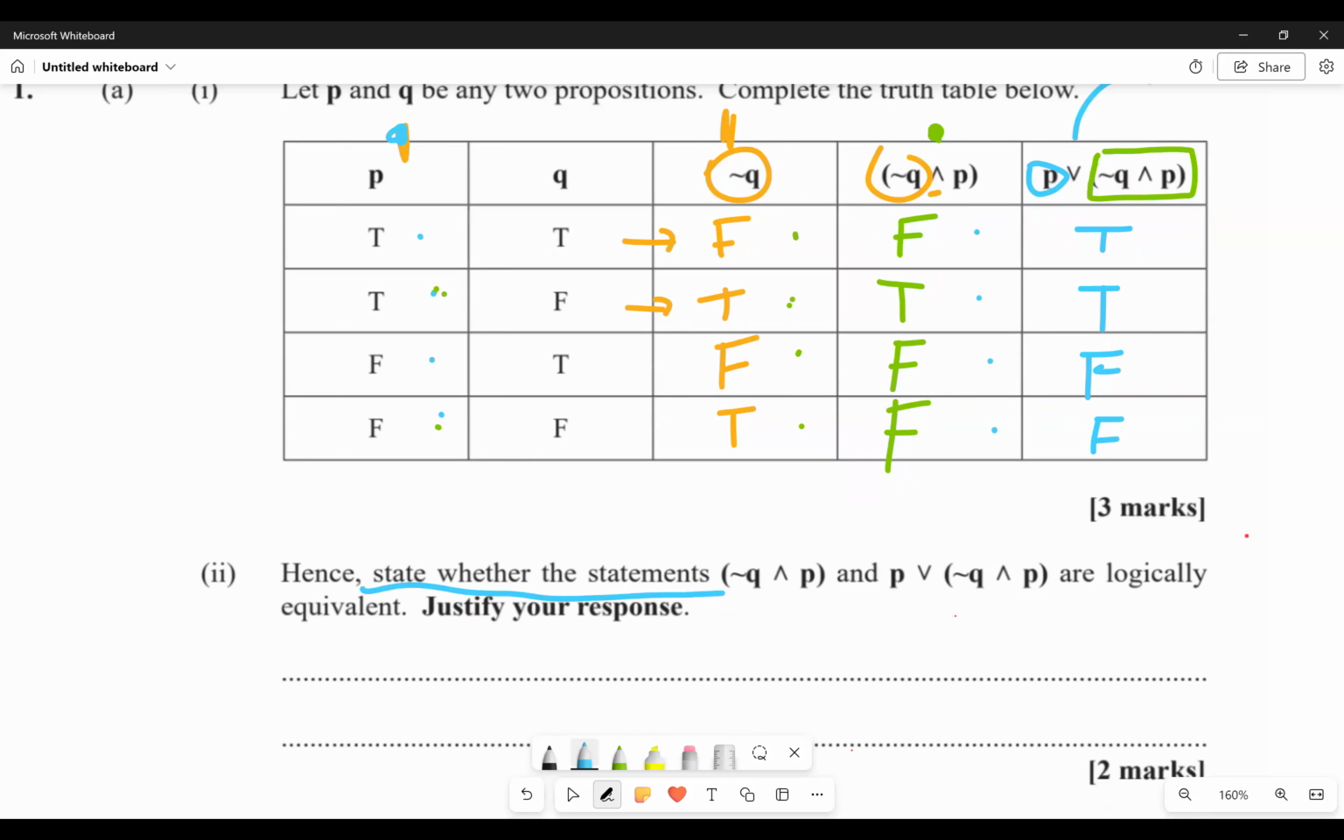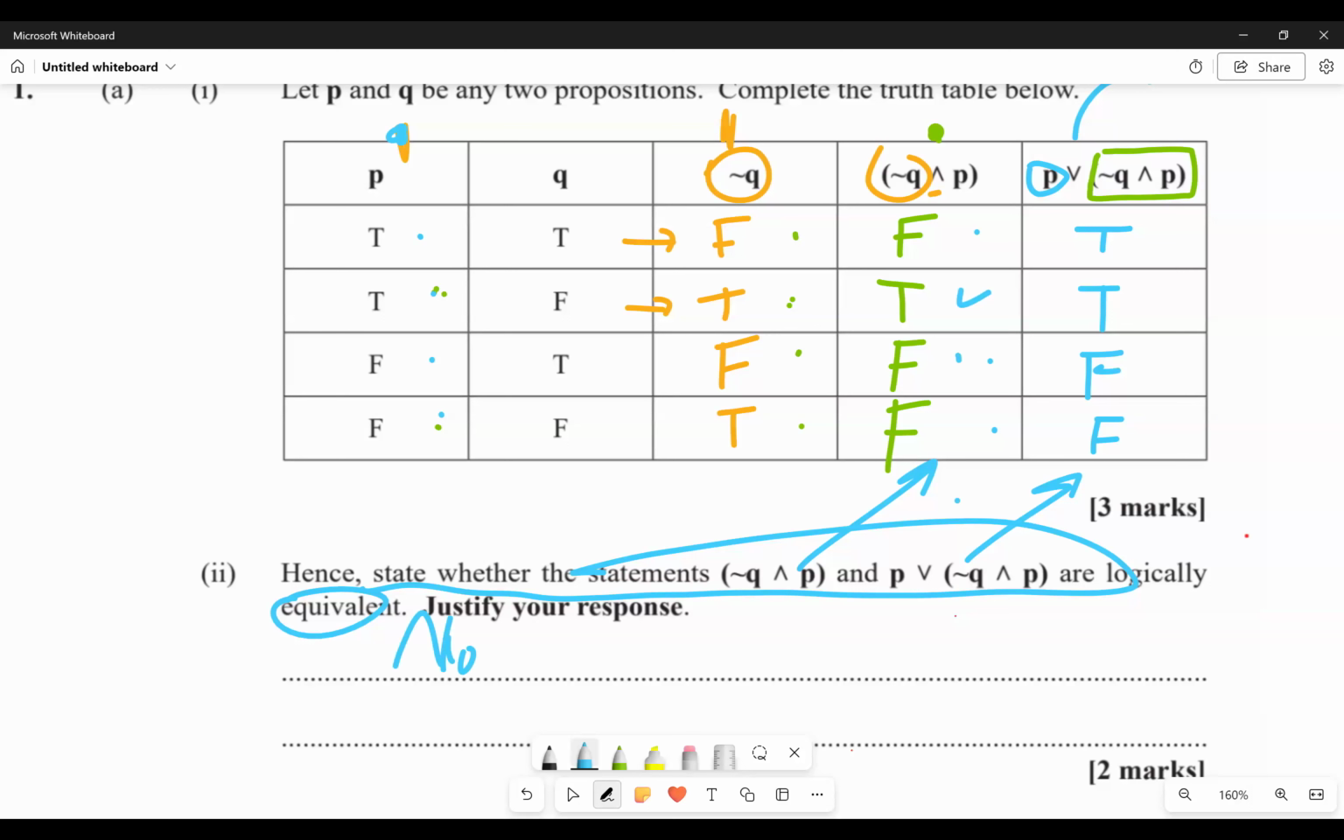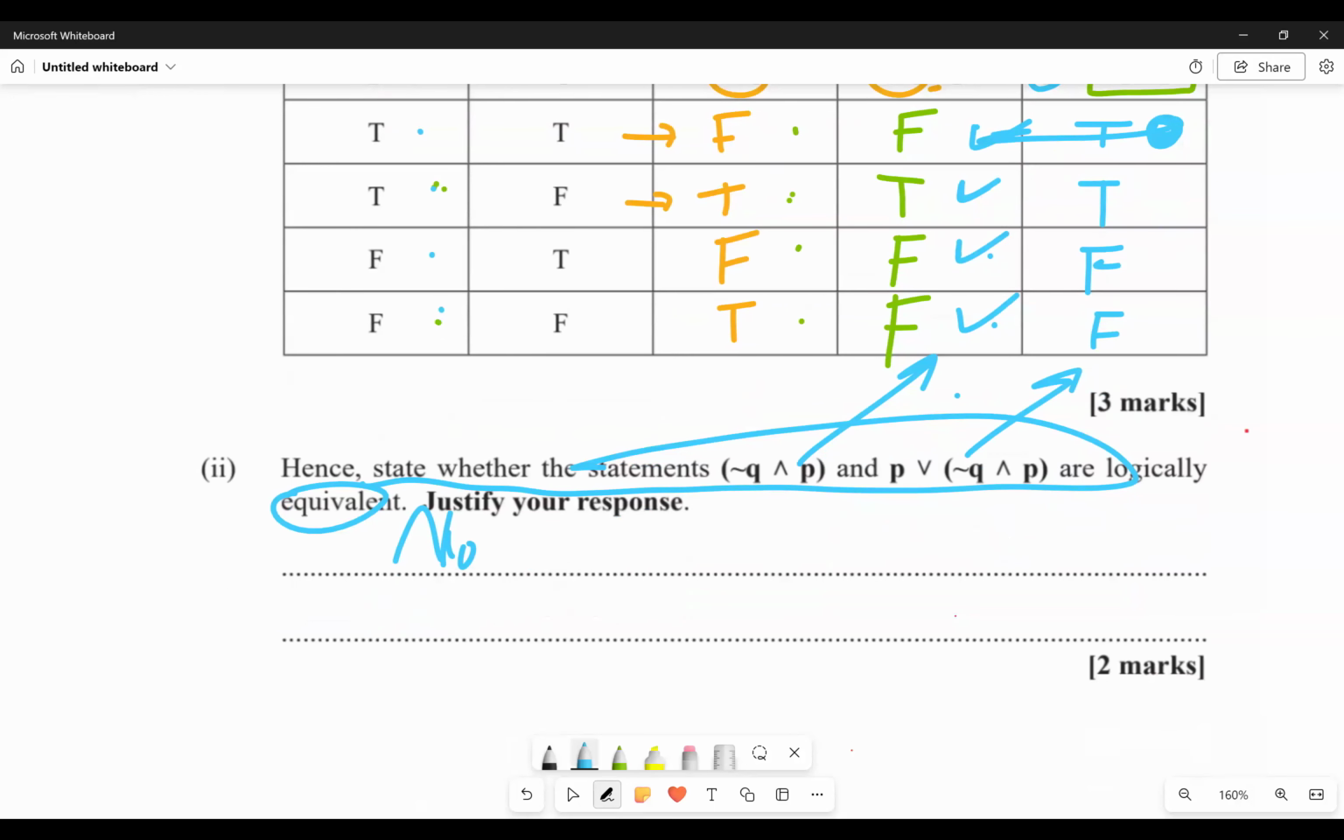Now it says state whether these are logically equivalent. Well, this is this section and this is this section. Are they logically equivalent? No, they are not. Why? Because this column has false, true, false, true, false, false, but this one has true. You realize that true right here doesn't match this section, so that means it's not the same. It's not logically equivalent. And that's the explanation that you're going to give them.